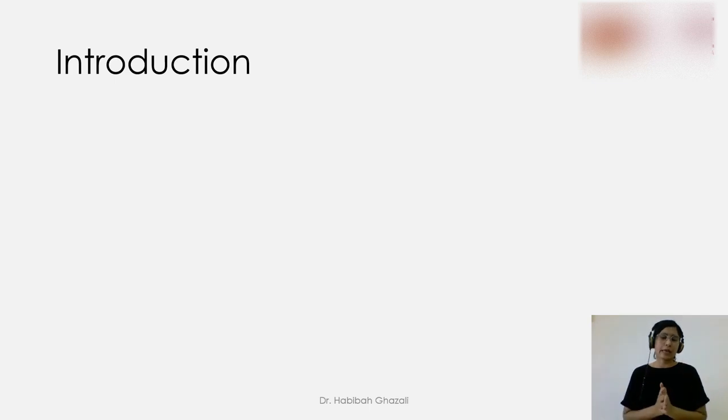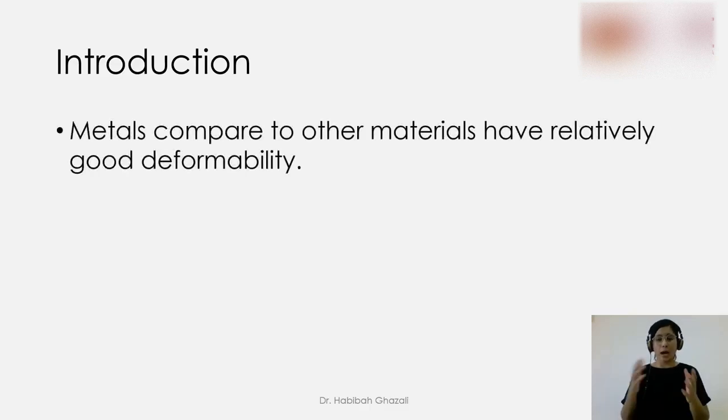As I have mentioned, we are going to talk about deformation in metallic materials. Metals, compared to other materials, have relatively good deformability. What is deformability? It is the ability of the material to be deformed. I have a paper clip that I try to straighten. If I load and unload it repeatedly, twisting and untwisting, it still does not break into two.